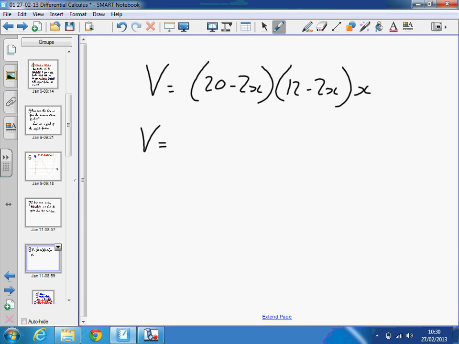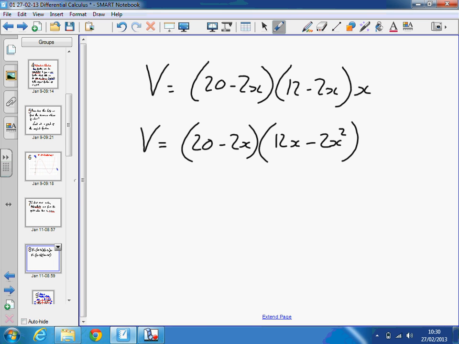So what I'm going to do is take the first one and then multiply out the second bracket with the x. So I'm going to just multiply every term inside this one by x. Multiply out that bracket. So I'm going to get 12x minus 2x squared.